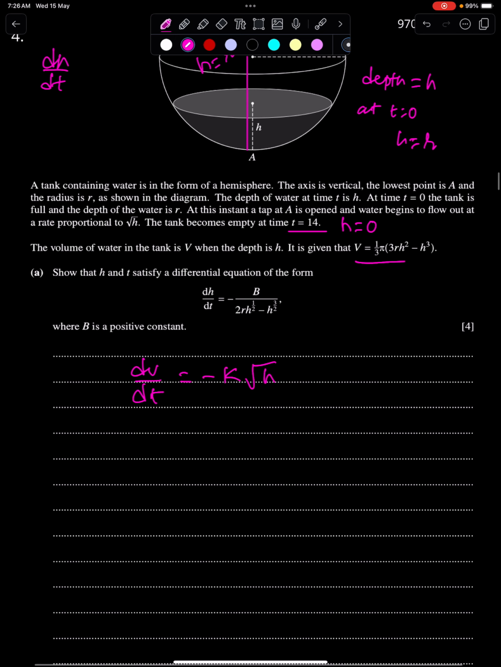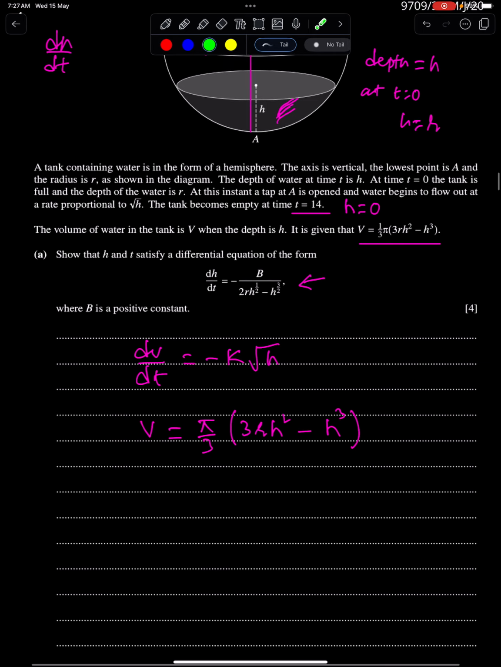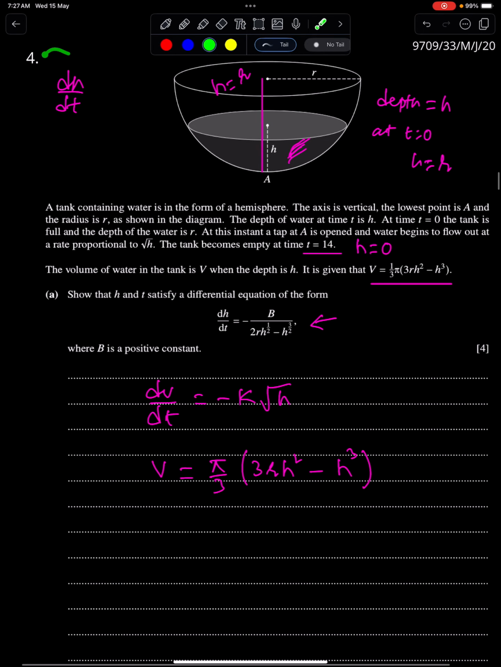This is the volume equation of this water. So just copy this here. Pi upon 3 (3r h square minus h cube). We have to prove this equation. See, there are two rates, dv upon dt and dh upon dt. When we have two rates, then we always use chain rule.